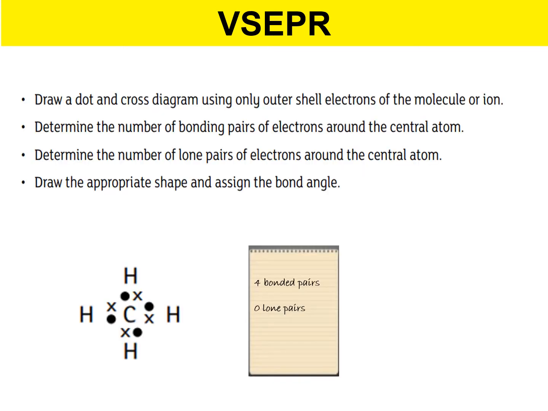When we apply the valence shell electron pair repulsion theory to a molecule, it is important that we draw a dot cross diagram of the molecule using only outer shell electrons. We then determine the number of bonding pairs of electrons around the central atom and the number of lone pairs of electrons around the central atom. At that point, once we know the bonded pairs and the lone pairs, we will be able to suggest the shape of the molecule and assign the bond angle. The example below is methane, and it has 4 bonded pairs of electrons and no lone pairs of electrons.